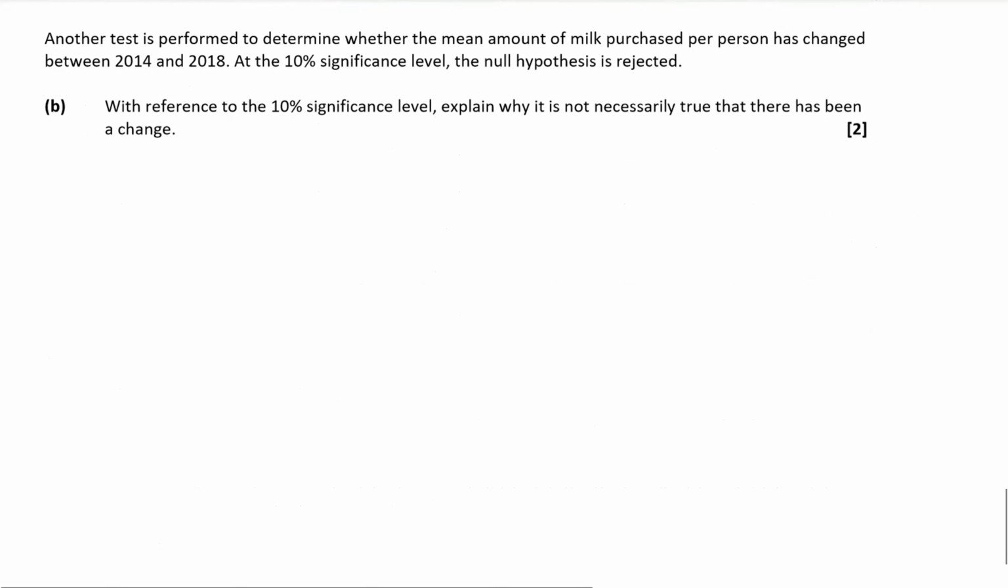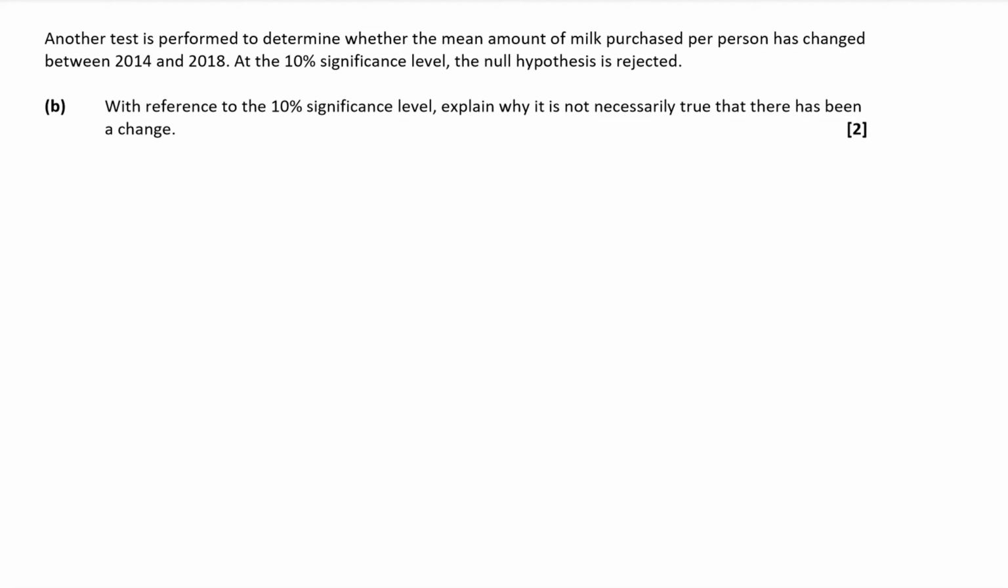Part B states another test is performed to determine whether the mean amount of milk purchased per person has changed between 2014 and 2018. At the 10% significance level, the null hypothesis is rejected. With reference to the 10% significance level, explain why it's not necessarily true that there has been a change. So just because we reject the null hypothesis doesn't mean that there was actually a change, okay? What we have to bear in mind with a hypothesis test is we're never 100% accurate.